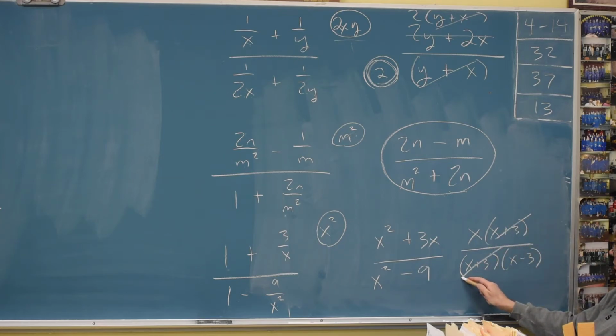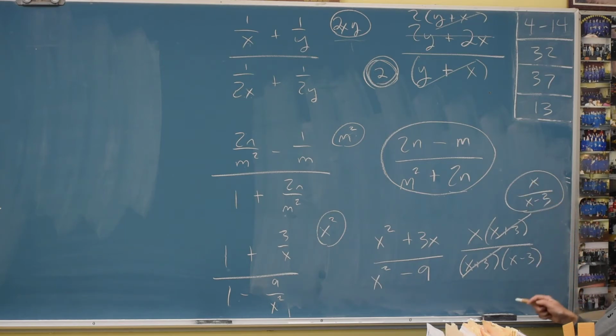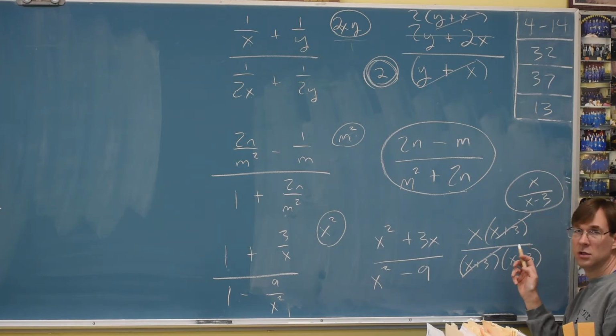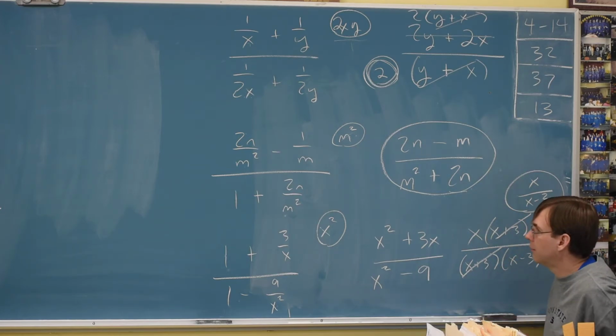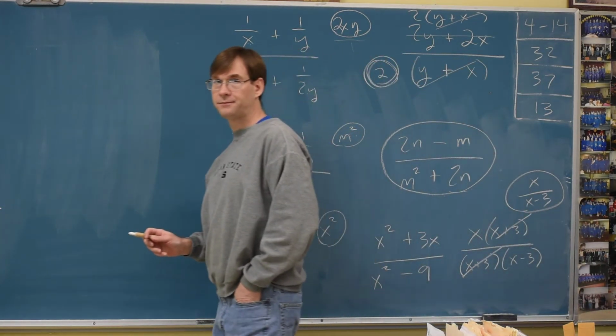Perfect match of factors. So best answer for that is an x on top and x minus 3 on the bottom. If you still want to write those parentheses, you can. You can also choose to make them invisible. Totally up to you. Scroll to the left here to my other column.